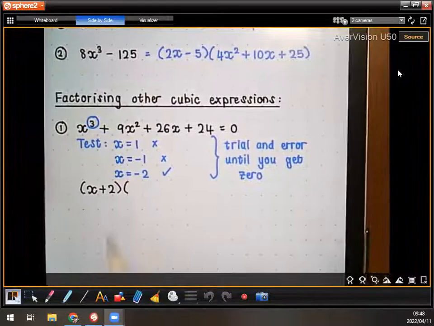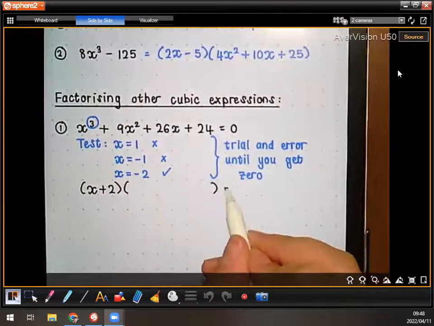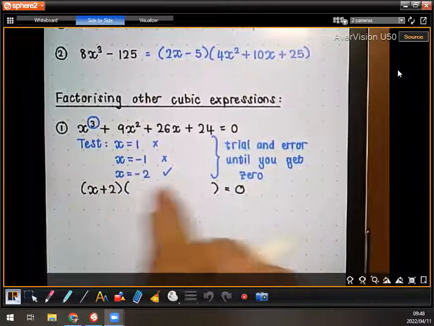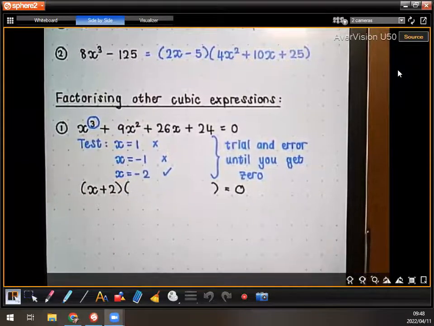And guys, this is coming from the whole thing. We're going to get another bracket now and make it equal to 0. Don't write this in here. But then remember, when you have 2 brackets equal to 0, you take the one bracket, make it equal to 0, and then the other bracket, make it equal to 0. All right?